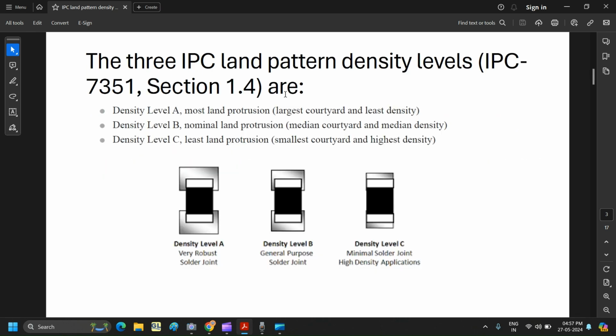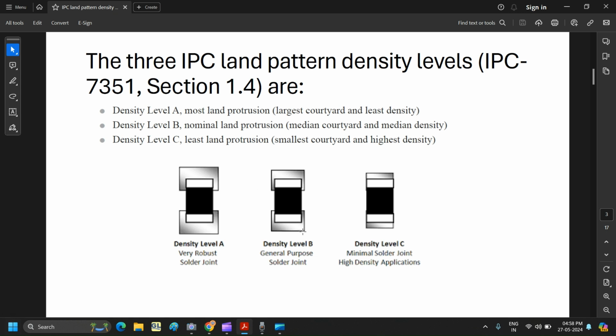So based on this density level, actually there are three density levels based on IPC 7351, that are density level A, density level B, and density level C. In this image itself we can understand the difference between these three densities. For density level A, the largest courtyard and the least density. That means you have to keep the component in a bigger footprint. Make sure that it has enough space for the soldering, and it should be easy to solder.